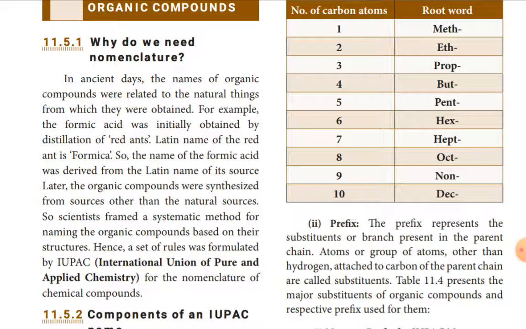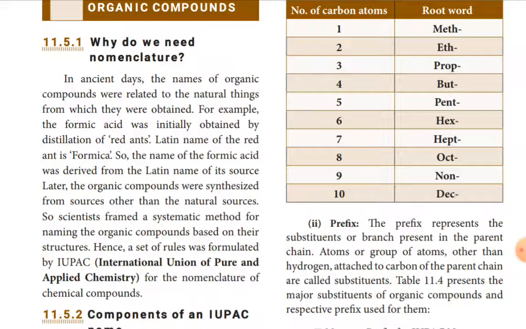Root word is based on the carbon skeleton, based on the number of carbon atoms in the compound. 5 carbon atoms in the compound means the root word is pent. 7 carbon atoms means the root word is hept. Suppose only 3 carbons, prop. This type of root words are used.